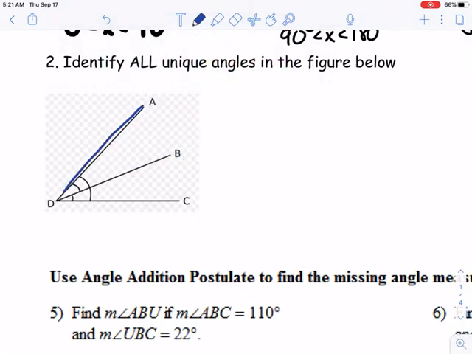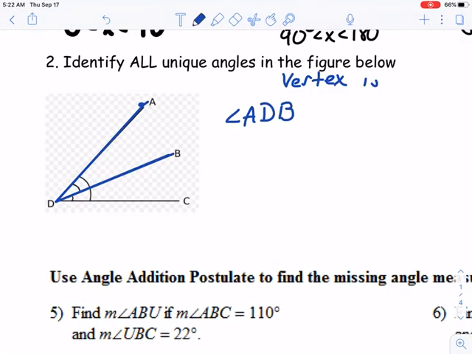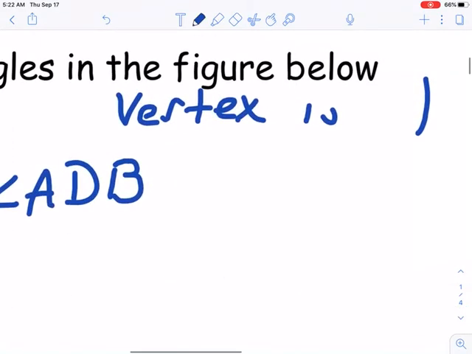Okay, so when we identify angles, this is a good skill to have. We're going to use this skill the whole year. The sooner we can master it, the more success we're going to have. So there's angle ADB, so I start at A, go to D, end at B. The only thing that's really important, well not the only thing, but the vertex is the middle point, or I'll say letter.